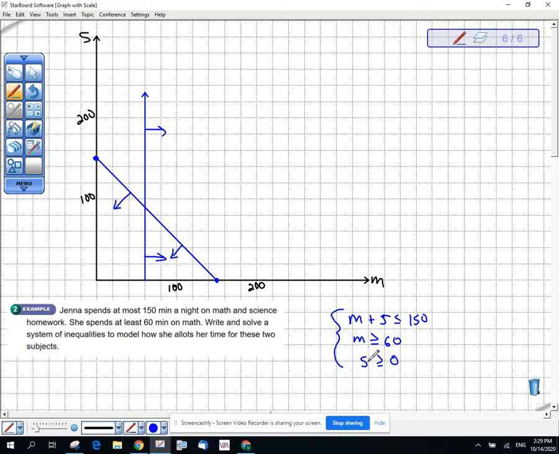Okay? And then finally, S is greater than or equal to 0 would just put us right here on the M axis, and we would be shading up. Okay? So notice where we pointed at 3 times. There's a particular region, and it would be this triangle right here. So you can shade that in. You want to make it really obvious what you're indicating as your final answer. And that would be this space right in here.